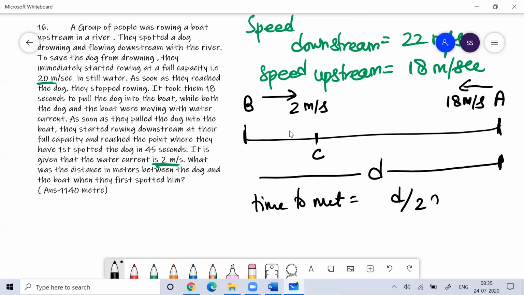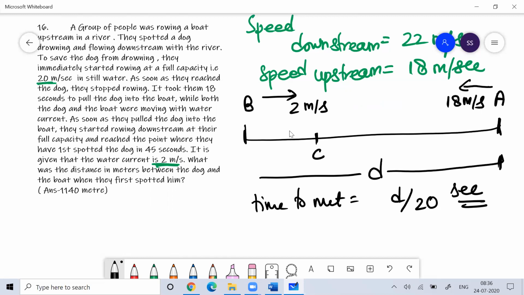D by 22 seconds. 22, what I'm doing, sorry. D by 20, no. So the relative speed between them would be 20 meters per second. So they'll meet after the distance d, so they'll meet after d by 20 seconds.